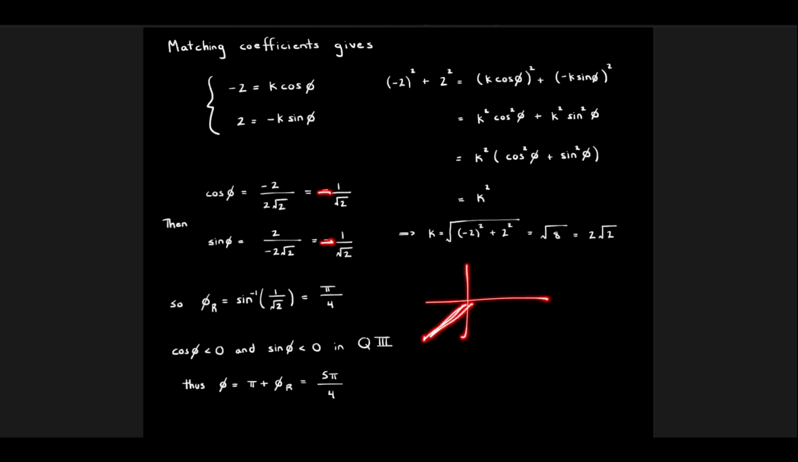And to write that in terms of the reference angle, we can just say it's pi plus the reference angle. And so, therefore, the angle that we're looking for is pi plus the reference angle, 5 pi over 4.